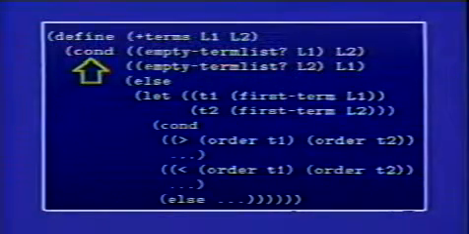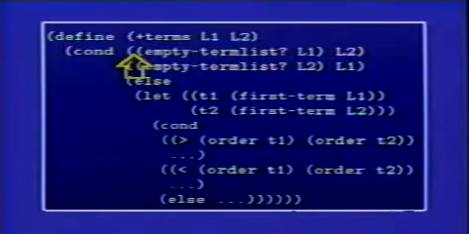And the first thing we'll check for is whether there are any terms. We're going to recursively work down these term lists. So eventually we'll get to a place where either L1 or L2 might be empty, and if either one is empty, our answer will be the other one. So if L1 is empty, we'll return L2, and if L2 is empty, we'll return L1.